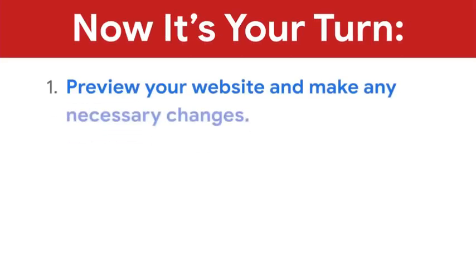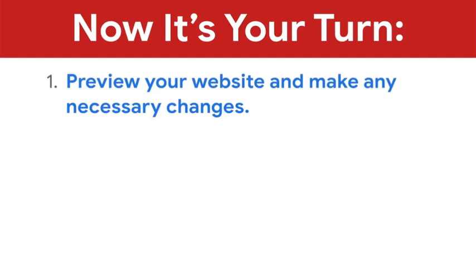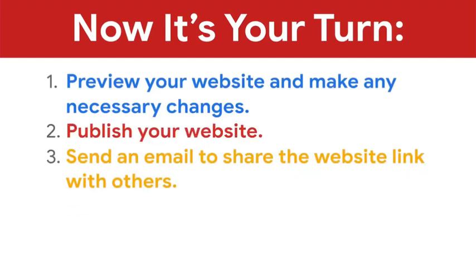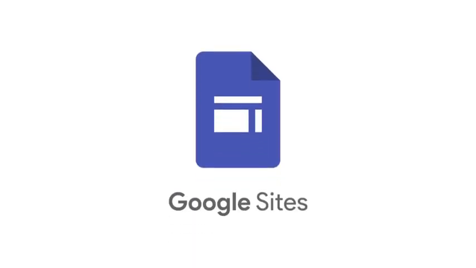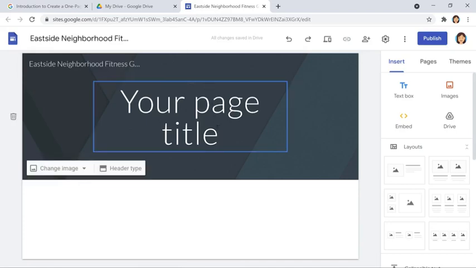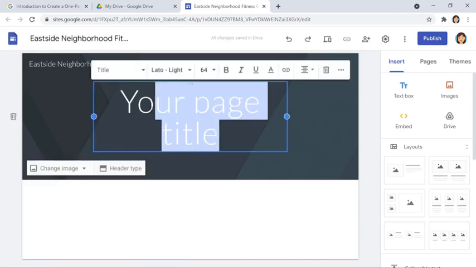Now it's your turn. Preview your website and make any necessary changes. Publish your website, and send an email to share the website link with others. In this lesson, you used Google Sites to design an engaging one-page website. You included an impactful call to action to encourage or instruct your viewers to do something specific. As you completed this lesson, you created a website in Google Sites, named it, and added a title.